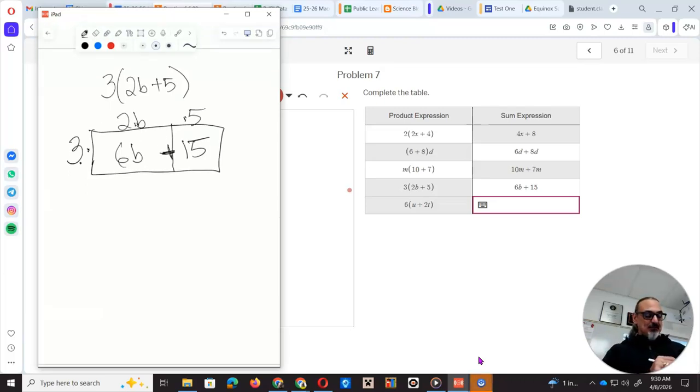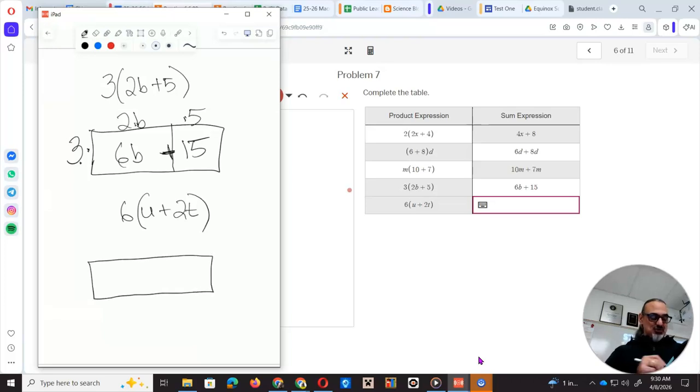Well, let's do the next one. The next one there is 6 times (u plus 2t). All right? So the way you start is you just draw your rectangle, and actually, I'm going to just try to make this one a little more to scale, because 6 is going to be bigger than 3. So maybe I'll make it look more like this.